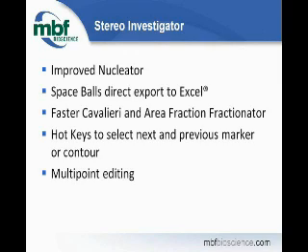New for version 10 are hotkeys to select next and previous marker or contour. This is pretty handy if you are tracing lots of different regions of interest, or if you're using markers to represent a number of different things. Now, instead of having to wander over to the marker toolbar or select it from the drop-down list, you can use Alt-B or Alt-N to go to previous or next marker or contour. And finally, I demonstrated multi-point editing in Stereo Investigator. It also exists in Neurolucida as well, as do the hotkeys to go to previous and next marker or contour.